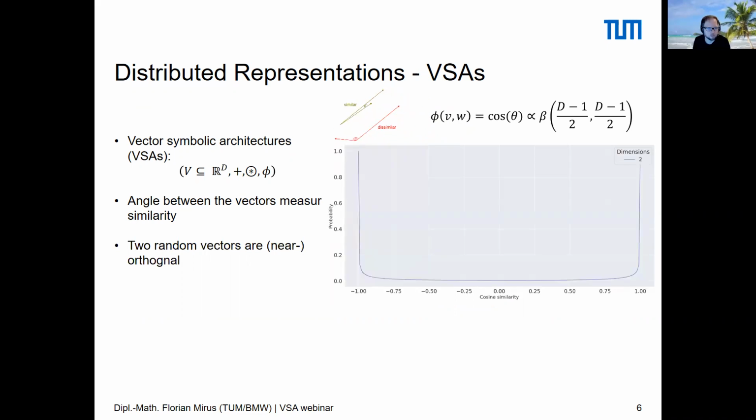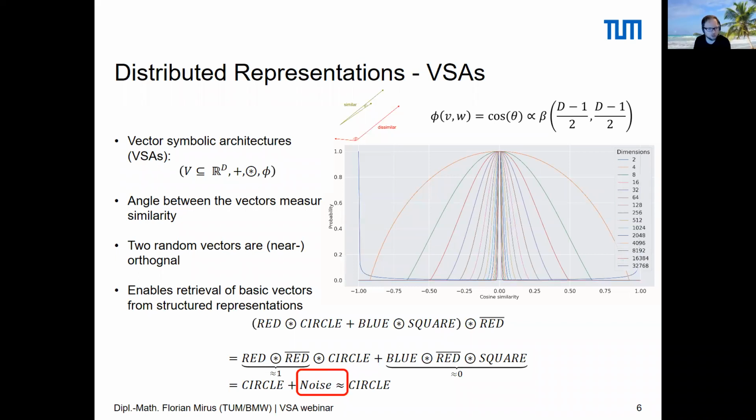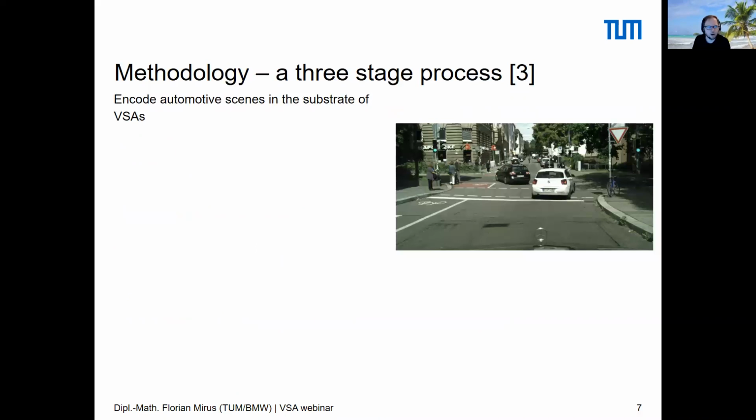And as I assume every one of you knows, the nice property of these architectures is that two random vectors have a very high probability to be close to orthogonal, which allows the retrieval of atomic vectors from structured representation, as shown in this very basic example below. And how can we now use this substrate to encode automotive scenes?